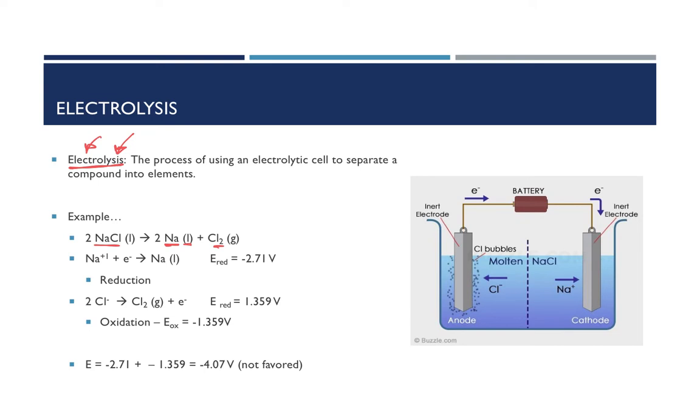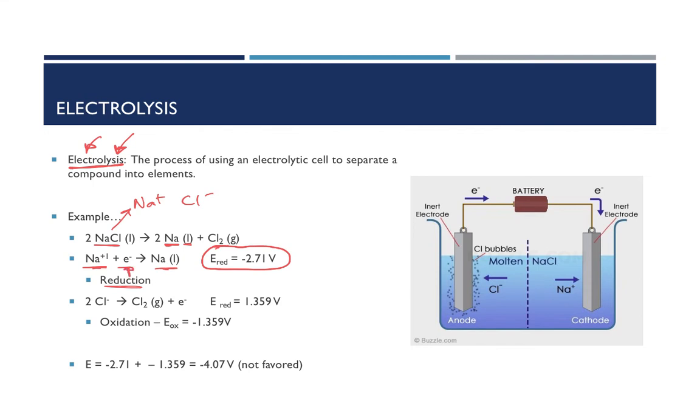All right, so if I write the half reactions for this NaCl, again, in its liquid form, it is going to separate into Na+ and Cl-. So our half reaction is Na+ plus an electron goes to the elemental form of sodium. If I look that up in a table of reduction potentials, the reduction potential for that reaction is negative 2.71 volts. And you'll notice in this case we are reducing this because we are adding an electron to it.